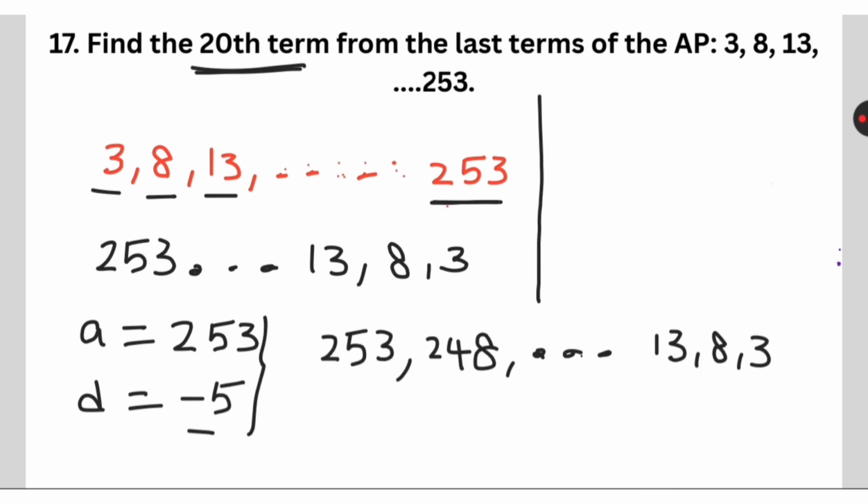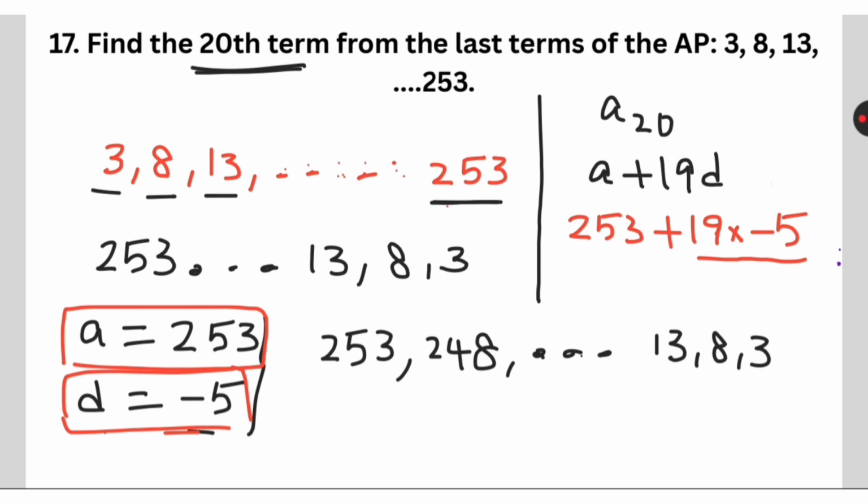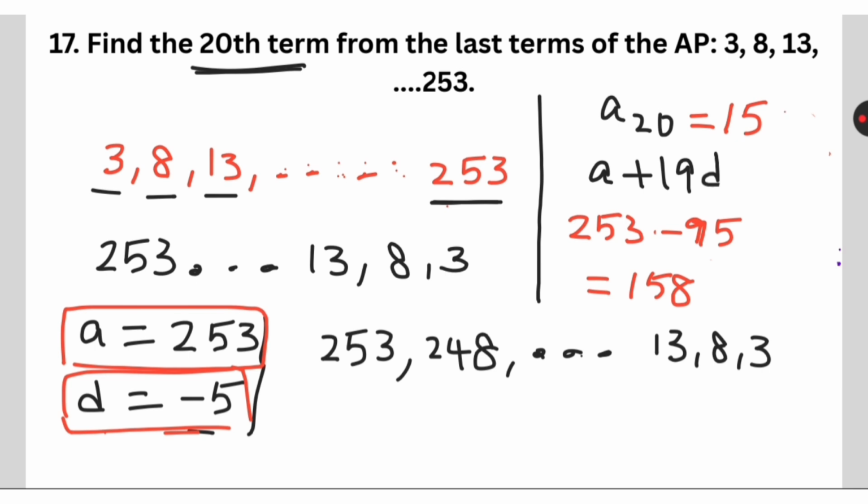We need to find the 20th term. 20th term is nothing but A plus 19D. What is the first term, which is 253? Just write 253 plus 19 times, what is the common difference? Minus 5. So 19 times minus 5 is minus 95. 253 minus 95 gives 158. So the 20th term from the last term of this arithmetic progression is 158.